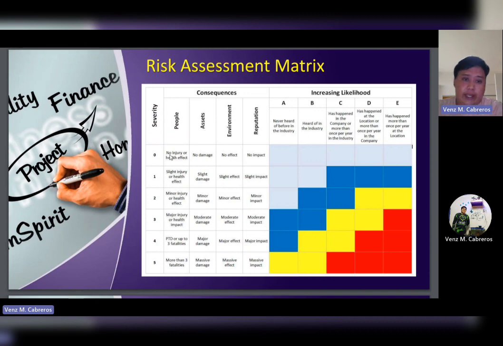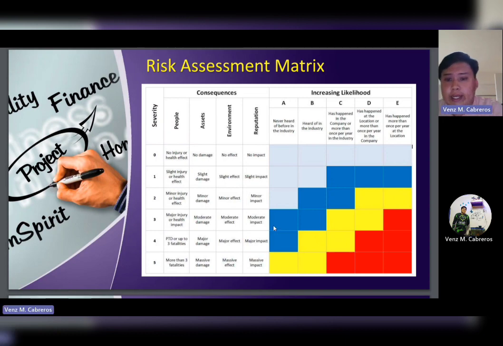So, as you can see in the severity, 0, 1, 2, 3, 4, 5. So, there are 6 levels. Then, under the consequences are people, assets, environment, and reputation. Then, increasing likelihood.